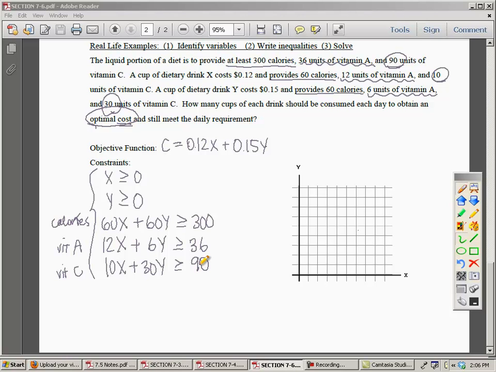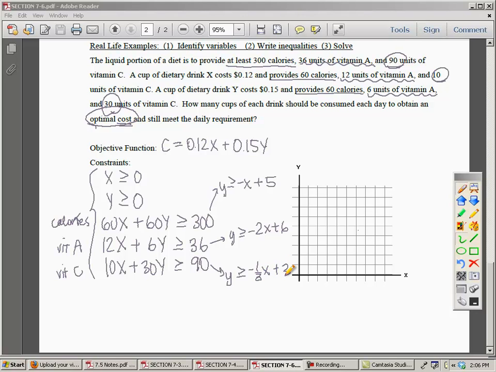Okay, now we got a little bit of rewriting to do, and you can take the time to do that if you'd like, but here's how it works out. For calories, if we rewrite this, we get y is greater than negative x plus 5. For vitamin A, if we rewrite this, we get y is greater than or equal to negative 2x plus 6. And for vitamin C, when we rewrite this, y is greater than or equal to negative 1/3 x plus 3.